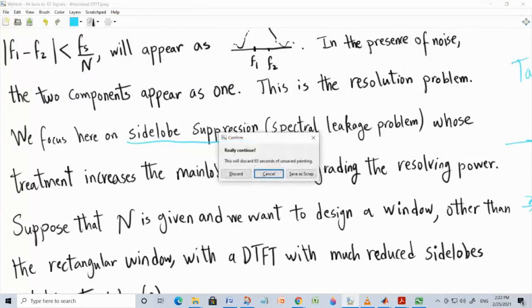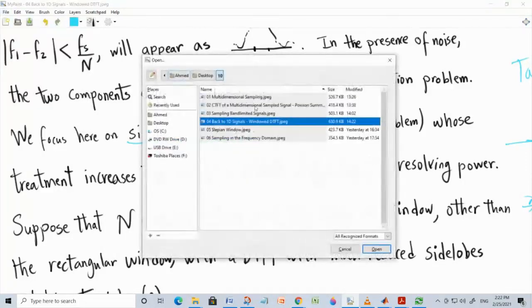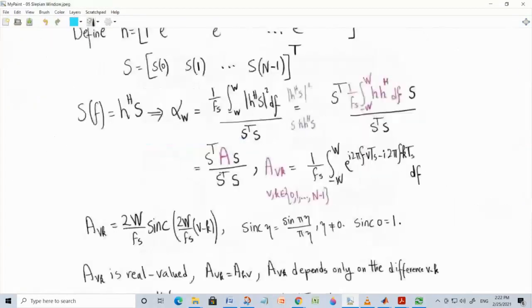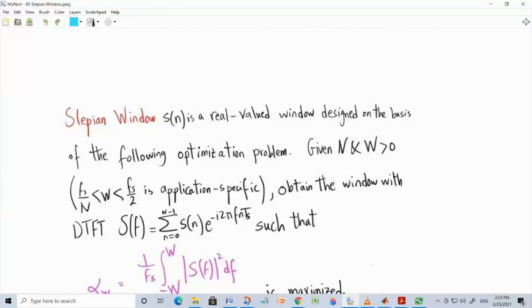David Slepian was a genius, and he did many things. This is just one of them, the Slepian window. The Slepian window also has another name, which is mentioned in the notes. It's called the discrete prolate spheroidal sequence, because it's actually related to big problems that Slepian studied. But let's focus on our issue here.